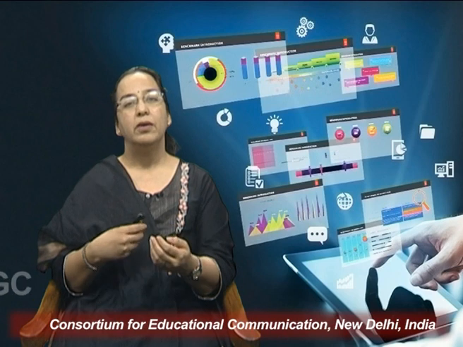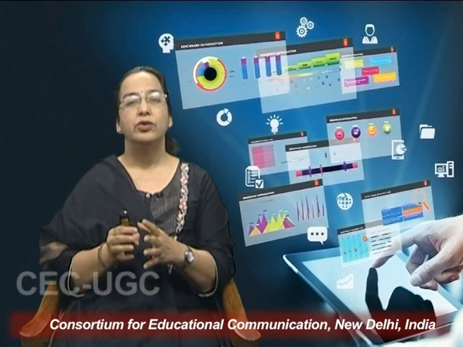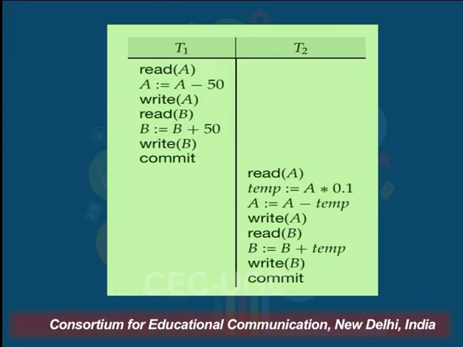So now what is happening here? T1 takes place by read A, A equals A minus 50, write A, read B, B equals B plus 50, write B, and please notice the use of commit. That means this particular transaction is saved, or frozen in a way. After T1 finishes, what is happening?